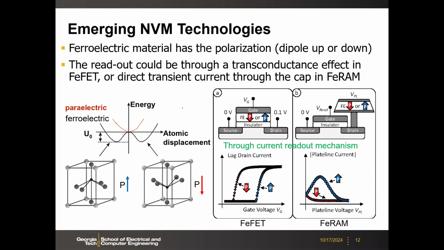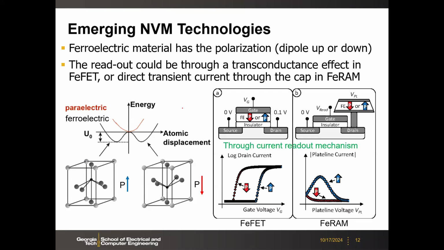And then let's move on to the ferroelectric. Okay, this is a little bit different. The ferroelectric material has a polarization, dipole up or dipole down. So what is ferroelectric? So first of all, the dielectric, there's a subset called ferroelectric, you know, in the ionized bonding of your crystal structure.